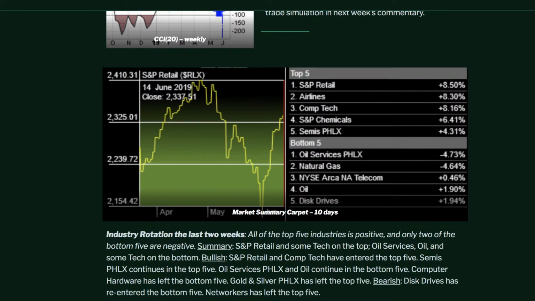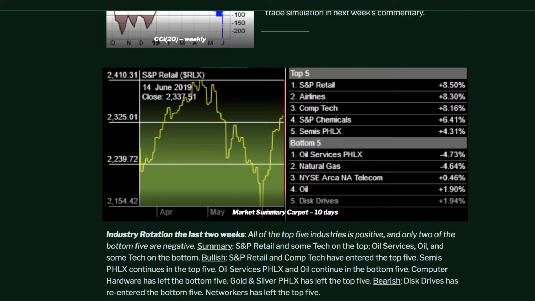Industry rotation the last 2 weeks. All of the top 5 industries are positive, and only 2 of the bottom 5 are negative. Summary: S&P Retail and some tech on the top. Oil Services, Oil, and some tech on the bottom. Bullish, S&P Retail and Comp Tech have entered the top 5. Semis continues in the top 5.